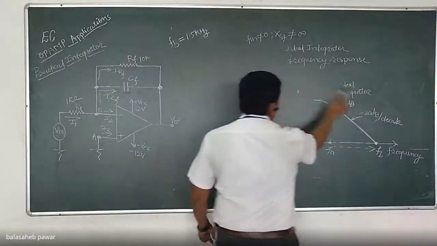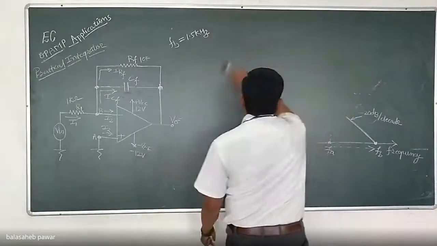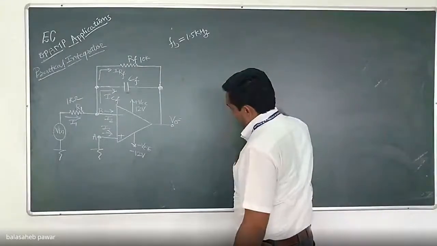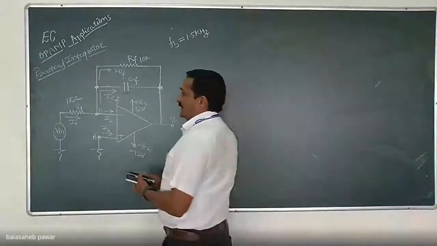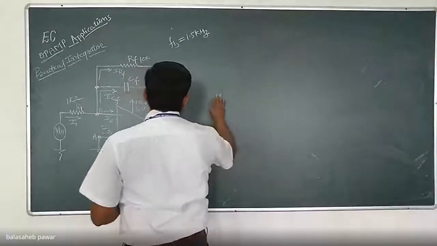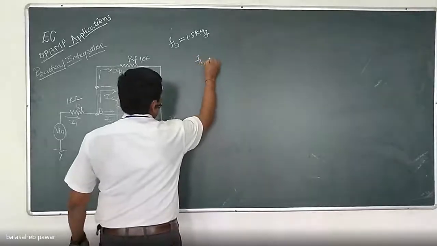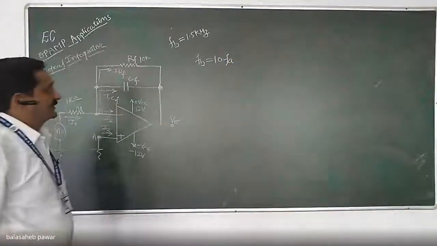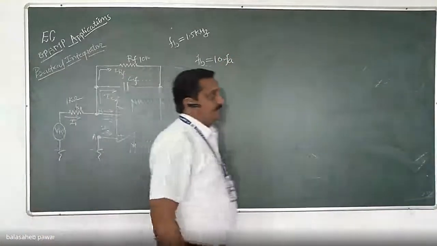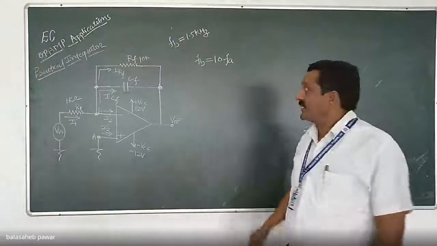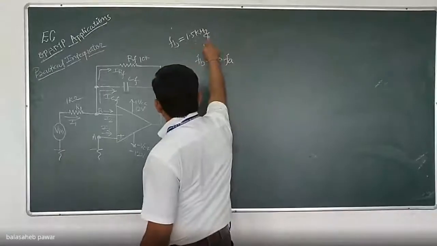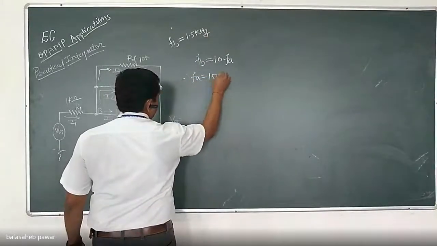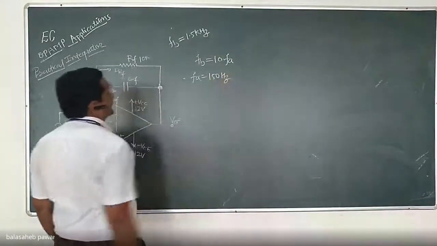There are a few considerations, so note them down. While designing an integrator circuit, the value of FB is basically taken as 10 times FA. You have to remember that. As FB is defined as 1.5 kilohertz, therefore FA will be equal to 150 hertz.